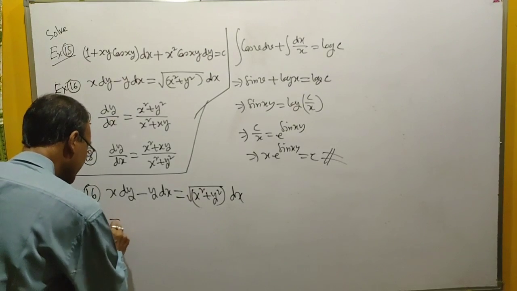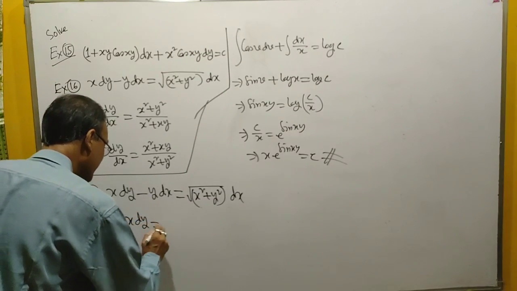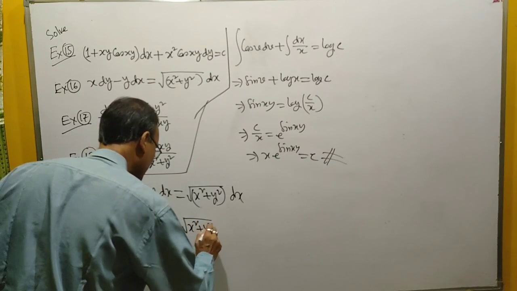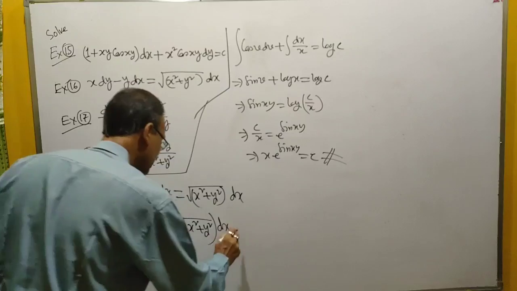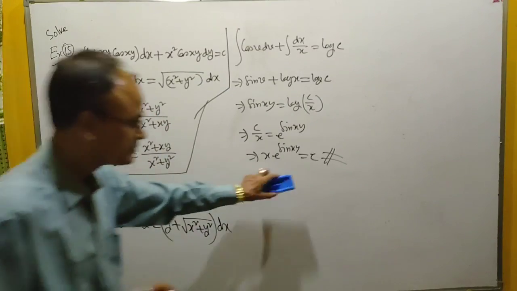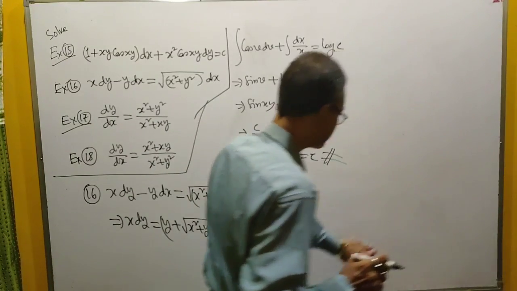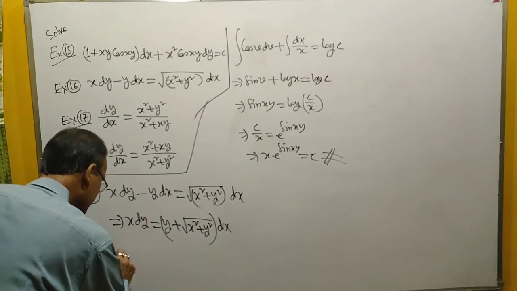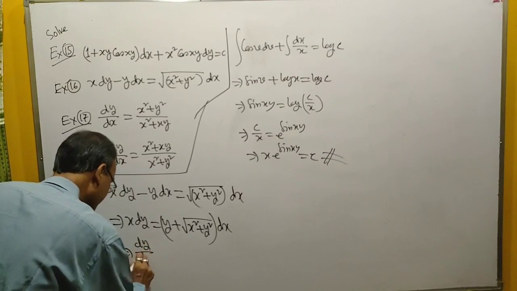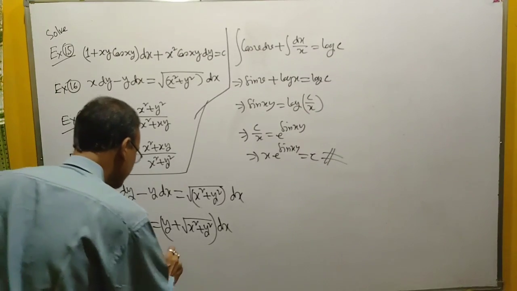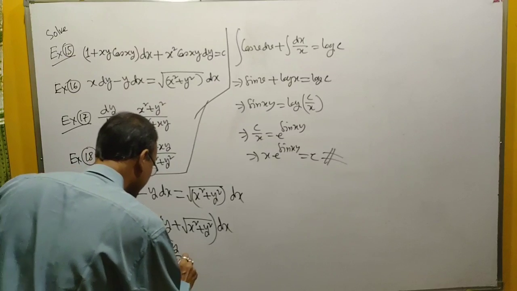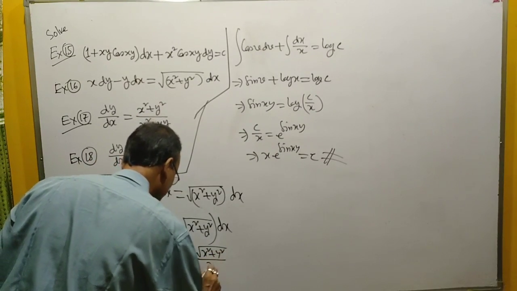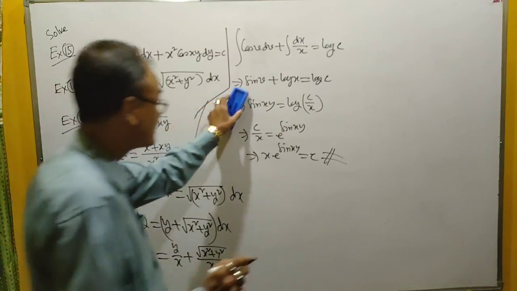This can be written as x dy equal to y plus root of x square plus y square dx on the right side. Or dy by dx should be equal to y by x plus root of x square plus y square divided by x. Write like this.